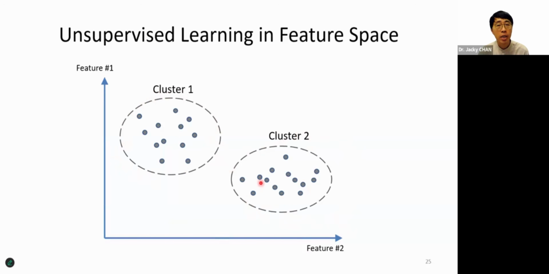Why? Because we consider the closeness of those points. We try to put the points that are close to each other as one group, and these points close to each other in another group. So even if we don't have the labels, by looking at the distance and the distribution of them, we will be able to put them into different groups. We call this clustering. Clustering is a kind of unsupervised learning.